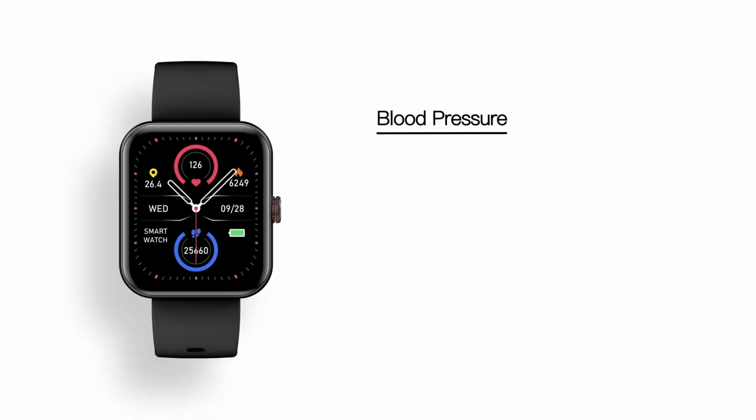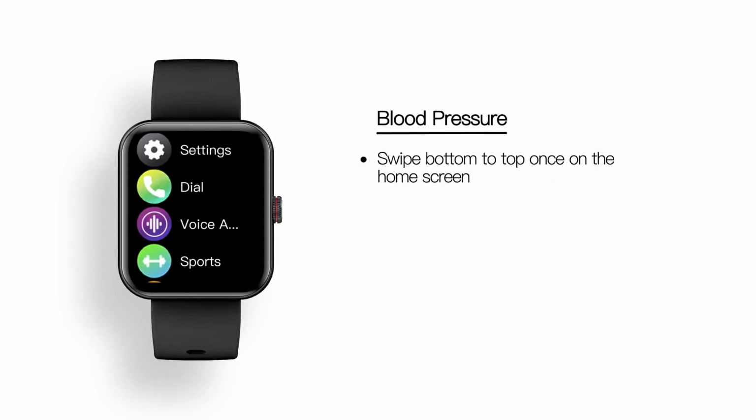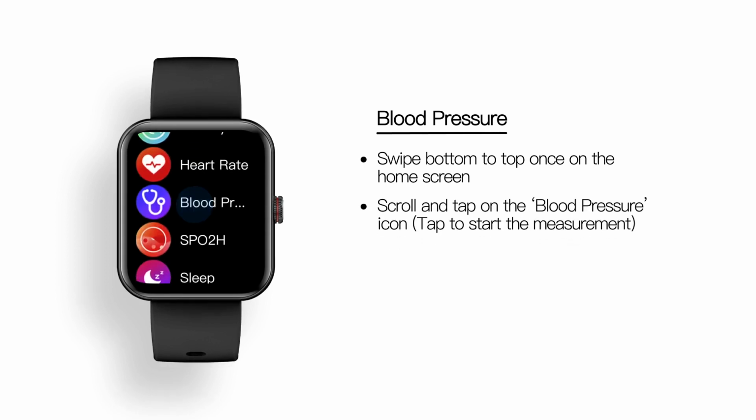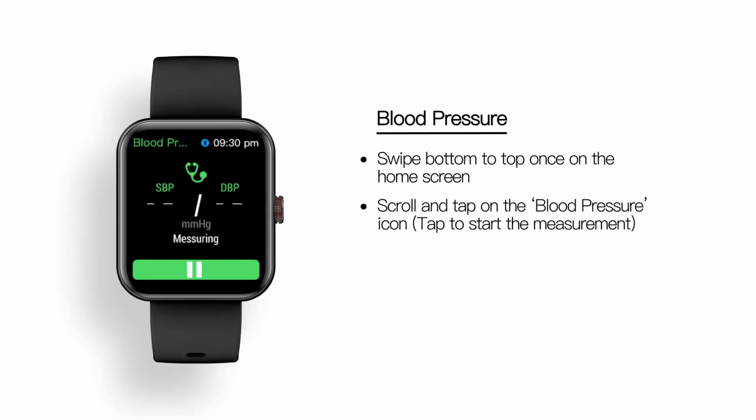Blood pressure. Step 1, swipe bottom to top once on the home screen. Step 2, scroll and tap on the blood pressure icon. Tap to start the measurement.